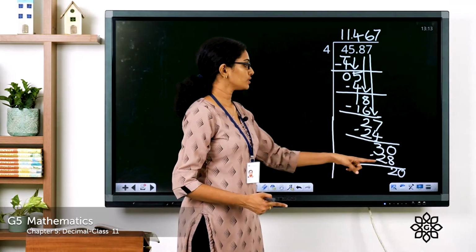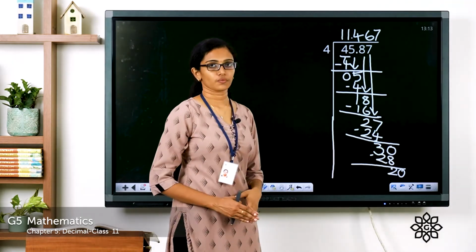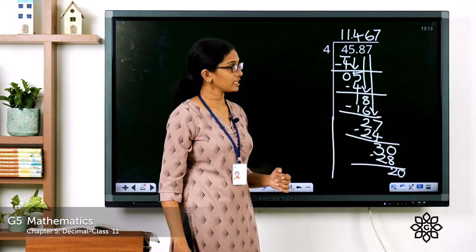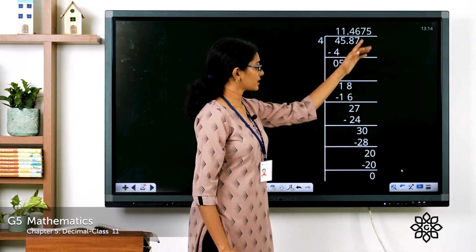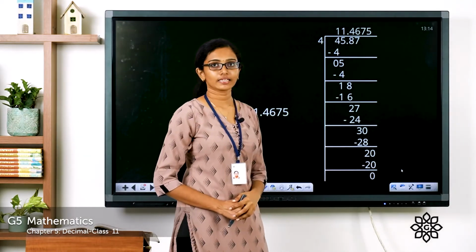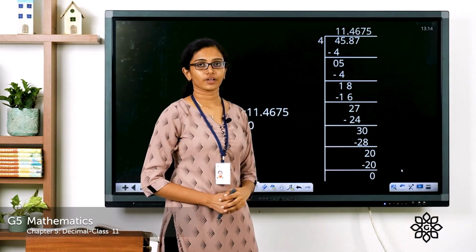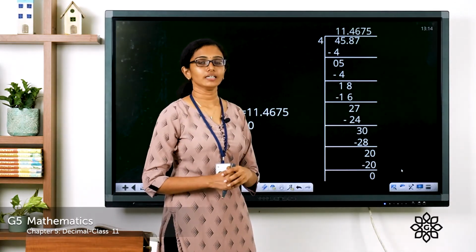Now, what you should do? You have to divide this 20 by this 4. So, 4 5s are 20. So, you write that 5 here. 4 5s are 20. Then, subtract the numbers and you get 0 as the difference. So, now we got the remainder as 0.